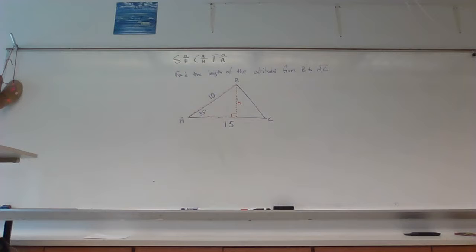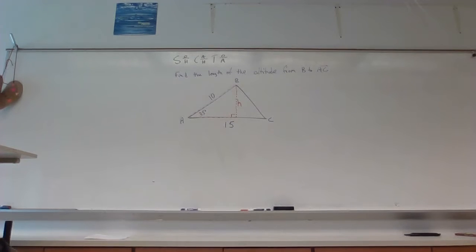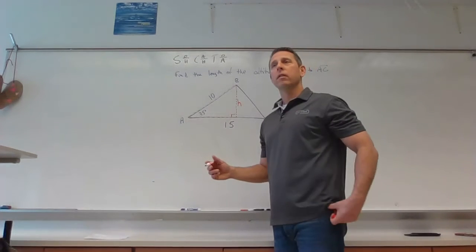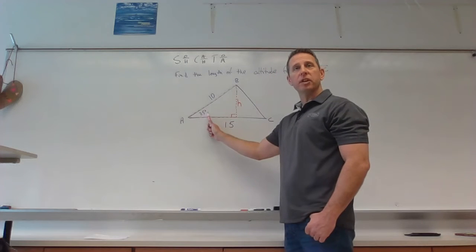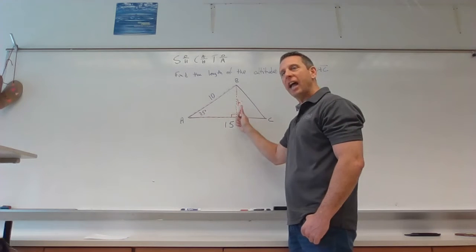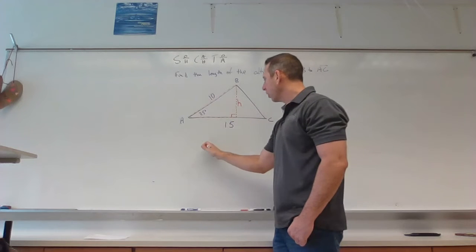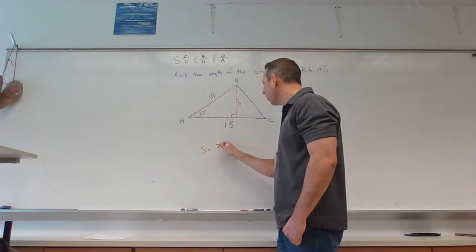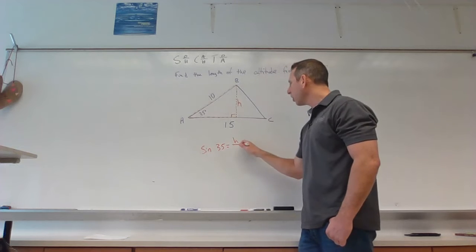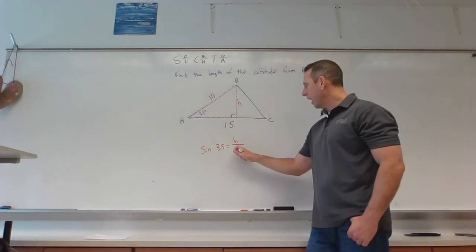So use that red right triangle. What trig ratio are you going to use to find H? All of them? Okay. Why sine? Who's saying? Aaron? Because opposite. Yeah, in relationship to this angle, this is the opposite side, this is the hypotenuse. So sine of the angle equals H over 10.